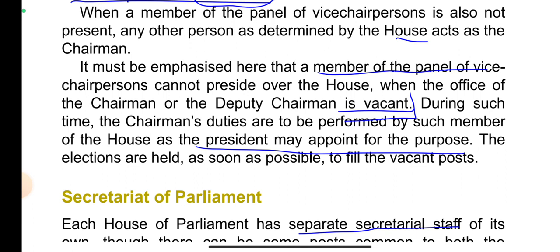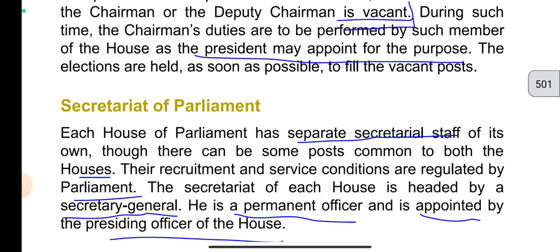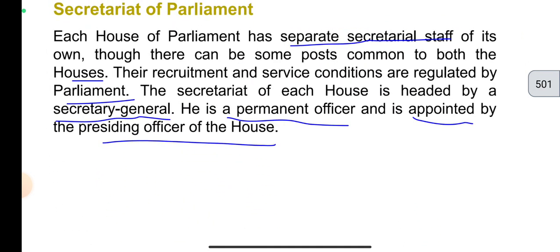During such time, the chairman's duties are to be performed by such member of the house as the president may appoint for the purpose. The elections are held as soon as possible to fill the vacant post. Secretariat of Parliament.